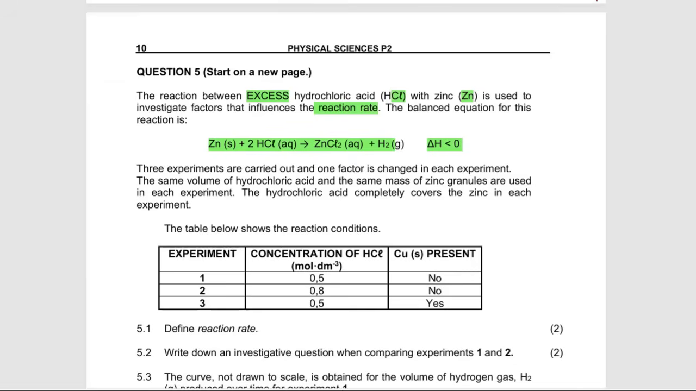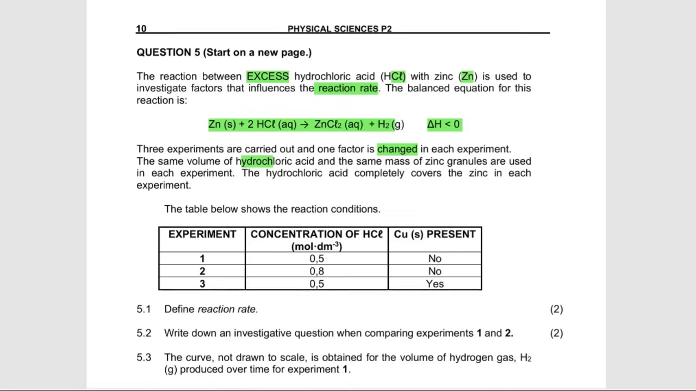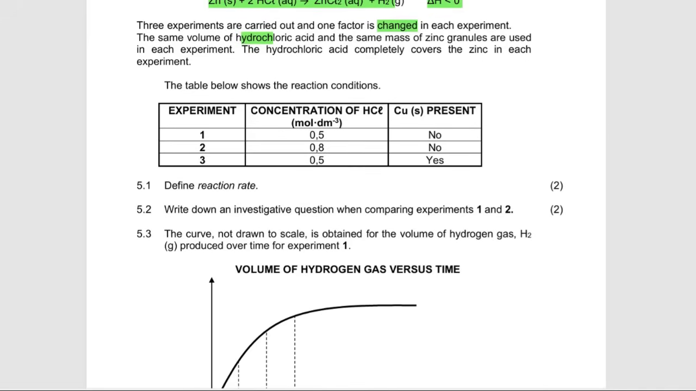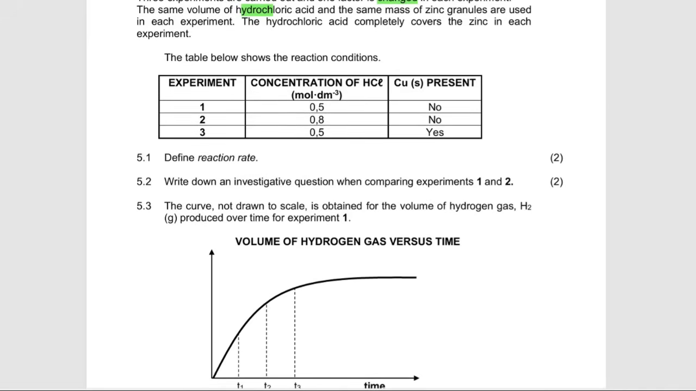So three experiments are carried out and one factor is changed. So there is a change of a factor in the experiment. Then the same volume of hydrochloric acid and the same mass of zinc granules are used in each experiment. The hydrochloric acid completely covers the zinc in each of the experiments, right? Now they're saying the table below shows the reaction conditions, so experiment 1 to experiment number 3.